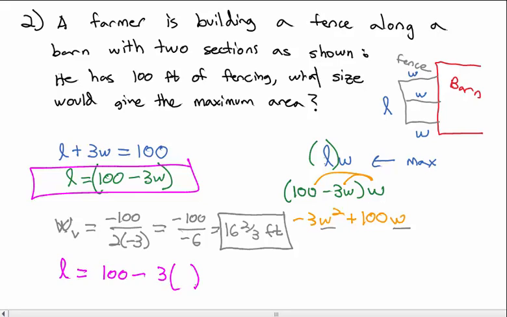And if we change that back into a mixed number, or an improper fraction to make the math easier, that's going to be 50/3, which is really nice because the 3's divide out, and 100 minus 50 is 50 feet. And we've got our dimensions: 16 and 2/3 for the width, 50 for the length, and we've maximized our area alongside of the barn.